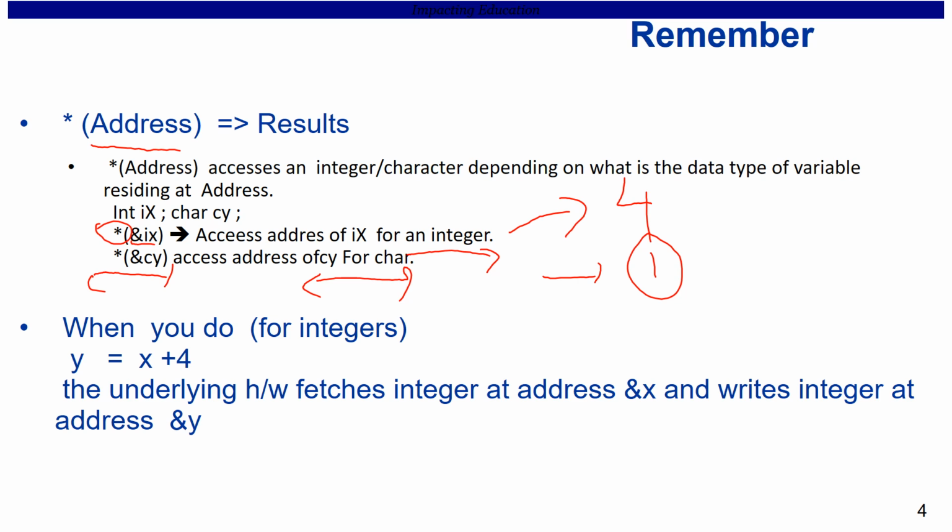When we do y equals x plus 4, where x and y are integers, the address corresponding to x is fetched by the underlying processor and added to 4, and the address corresponding to y is written to. So there are two memory accesses in this case.